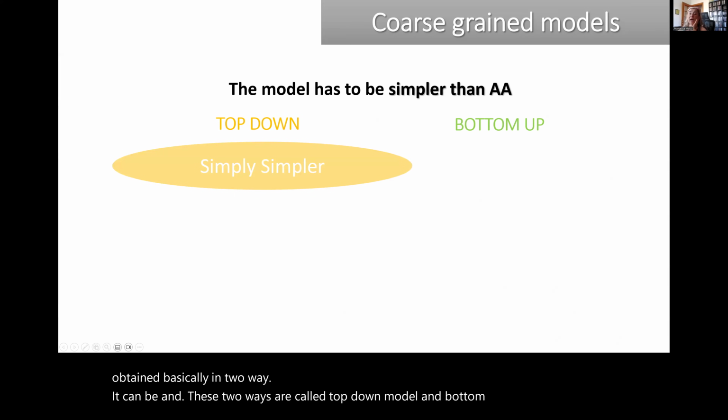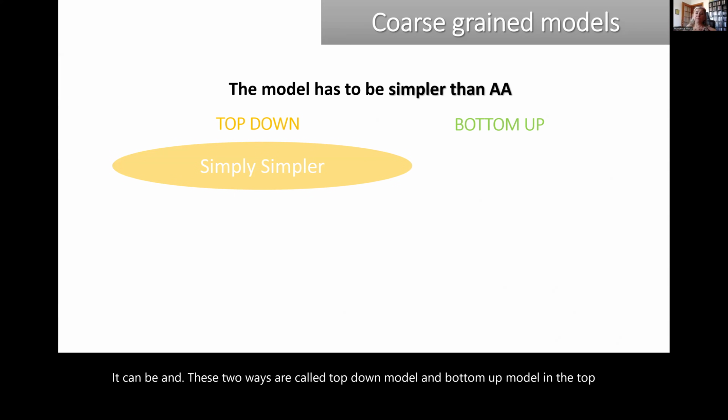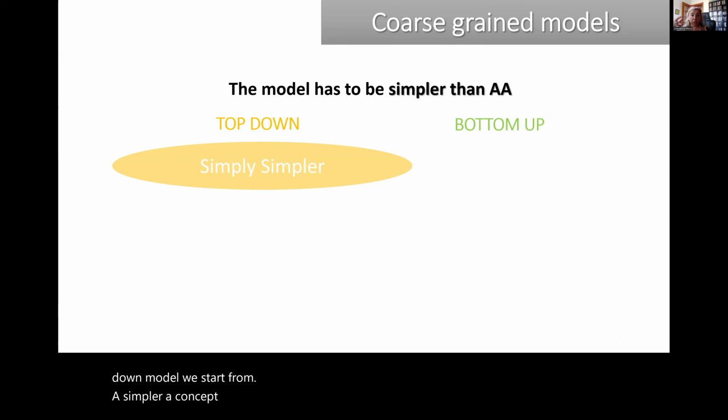These two ways are called the top-down model and the bottom-up model. In the top-down model, we start from a simpler concept that we have of the system that we want to model, and we develop a model of it that is simpler than the reality of the system.